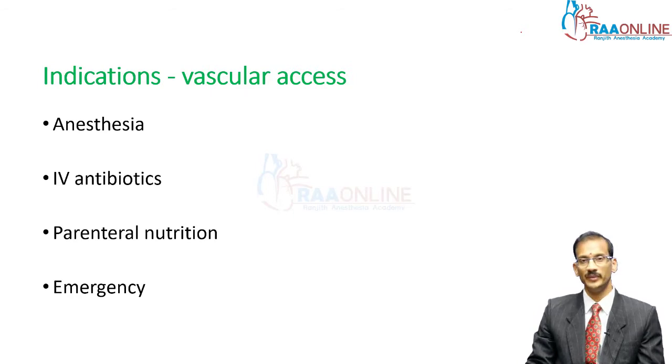We all know the basic indications for vascular access. It could be just for inducing a patient for anesthesia and surgery, or you could get a call from the ward saying that this child has difficult access and we need antibiotics for the next week, so we need some kind of intravenous access for that. You could get called from the intensive care for a central line for parenteral nutrition, or in an emergency where they find it difficult to get access in the emergency room.